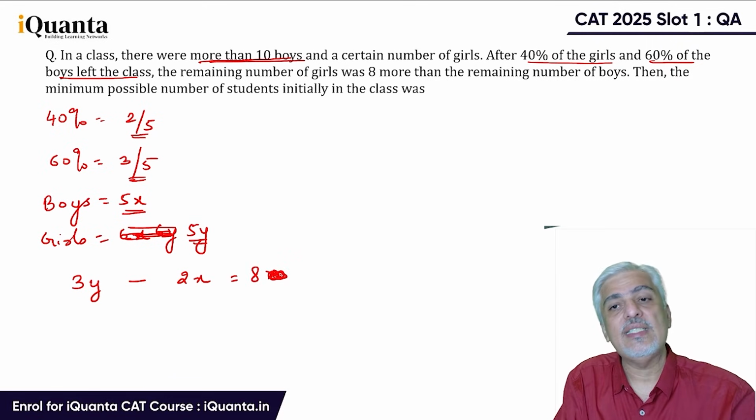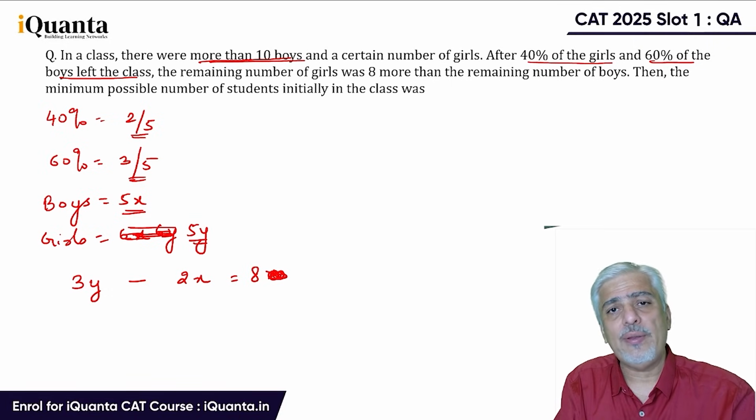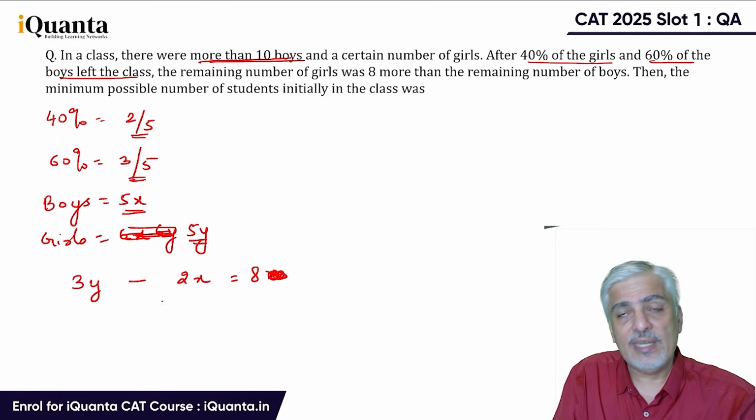3y minus 2x is 8. That is what is told to us. Then, the minimum possible number of students in the class. Now, a good trap had been set over here. This was the place where the trap was perfect. People would look at this in an exam situation and say x can be 2.